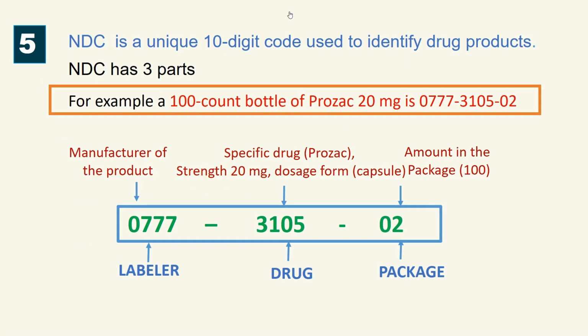So here is a simplified version. The first four digits here are the manufacturer, whereas the middle four digits are the specific drug, and the last two digits are about the package. This manufacturer is also known as the labeler.